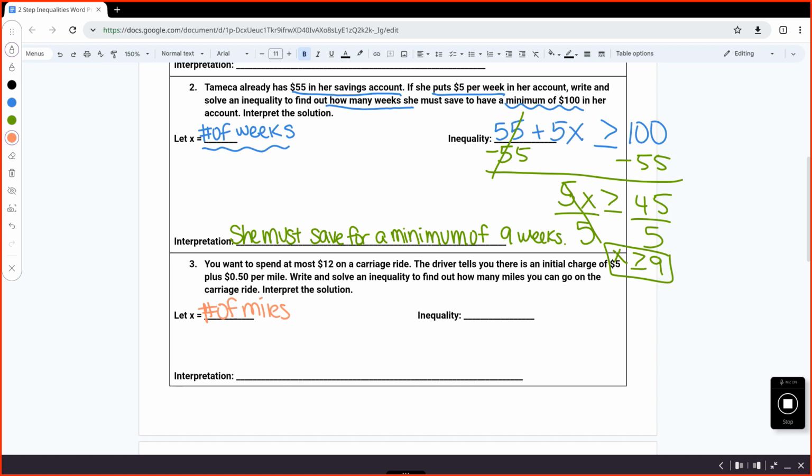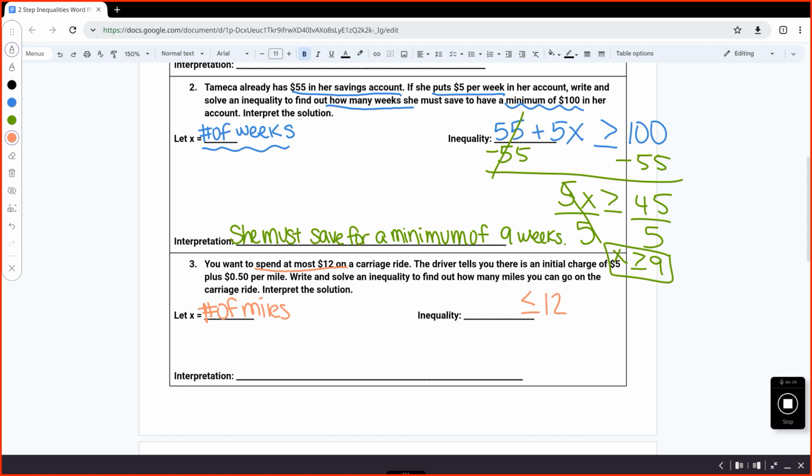All right, you want to spend at most $12. So that means that you want to spend $12 or less than that. So you'll have the less than or equal to symbol. You don't want to spend $13 or $14, $15. So that's why whatever we're spending has to be less than or equal to. So we're using that symbol, less than or equal to $12.